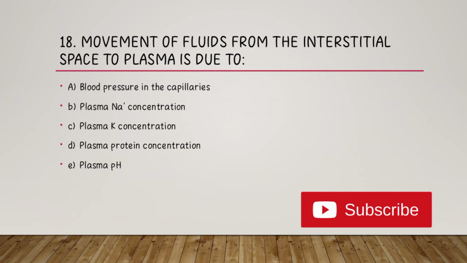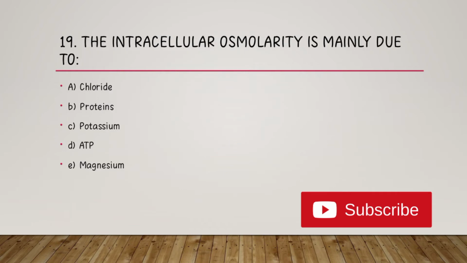So what do you think is the right answer in this question? It's a very tricky question. So the right answer to this question is plasma protein concentration. Number 19. The intracellular osmolarity is mainly due to A, chloride; B, protein; C, potassium; D, ATP; E, magnesium. So the right answer here is potassium.